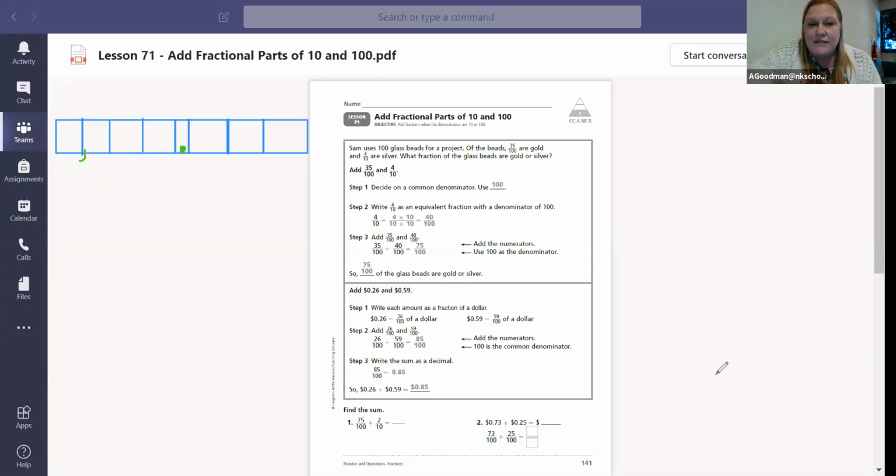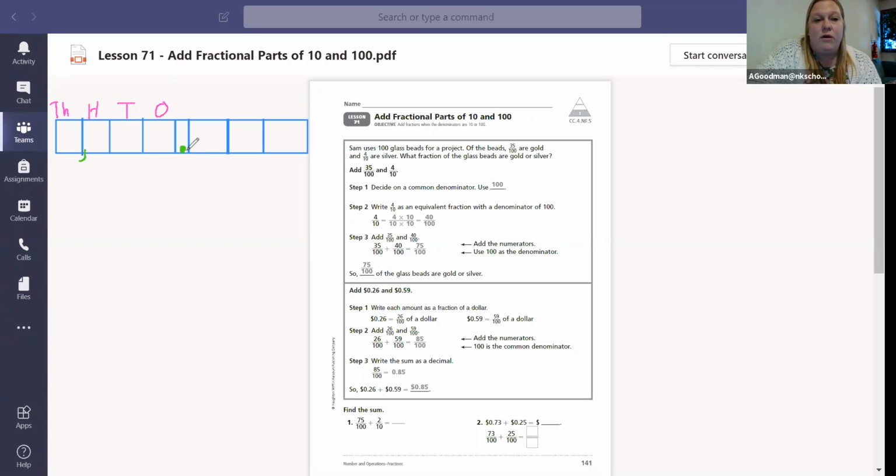Okay, so lesson 71, add fractional parts of tenths and 100ths. So the first thing you need to understand is that decimals, if we were to look at them on a place value chart, okay, so normally our place value chart looks kind of like this over here. And we have our ones right here, and then our tens, and our hundreds, and then our thousands, and we could go on forever, 10,000s, 100,000s, etc., etc.